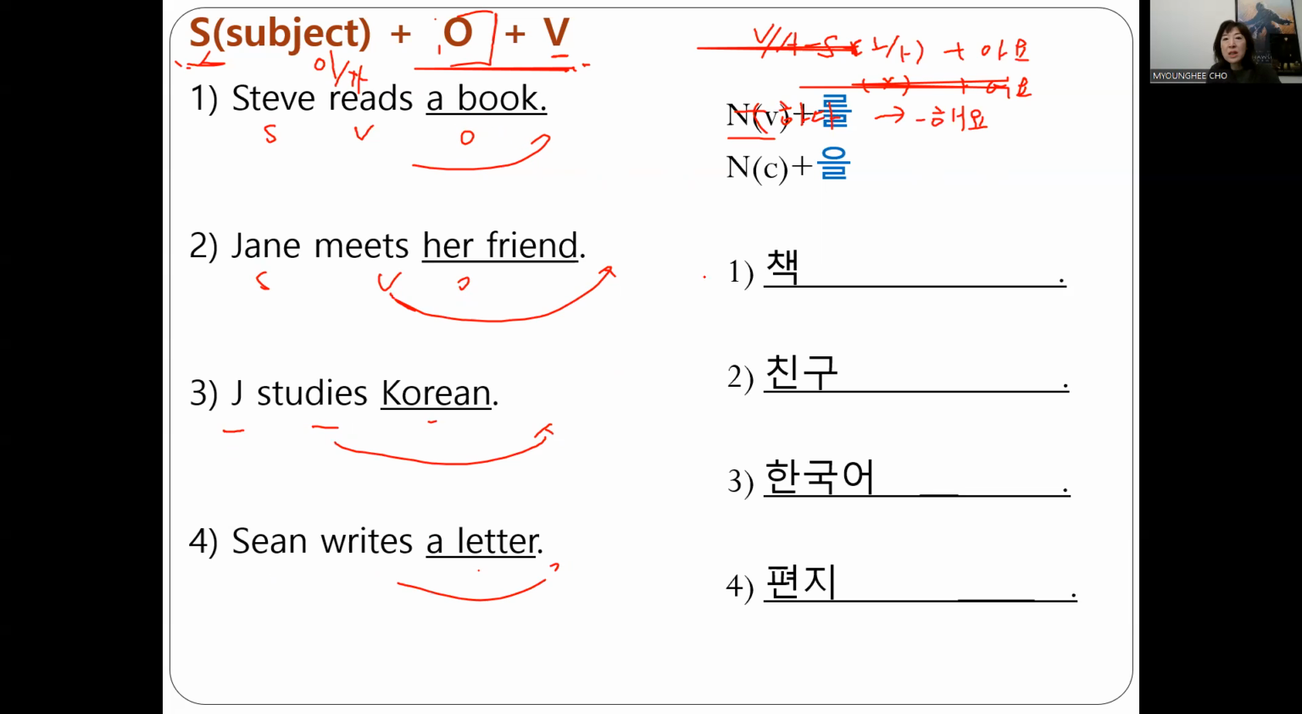And then for the object, book is 책, friend is 친구, Korean language is 한국어, letter is 편지. These elements are the objects in those sentences. 책 ends with a consonant, so we add 을, 책을. 친구 ends with a vowel, so 친구를. 한국어 ends with a vowel, so 한국어를. 편지, the last syllable has an 이 sound, so a vowel sound, 편지를.